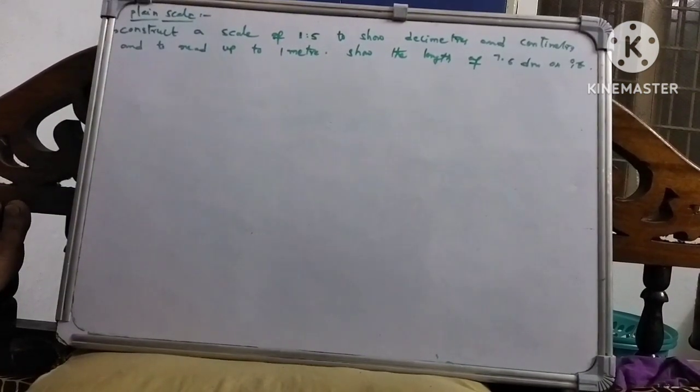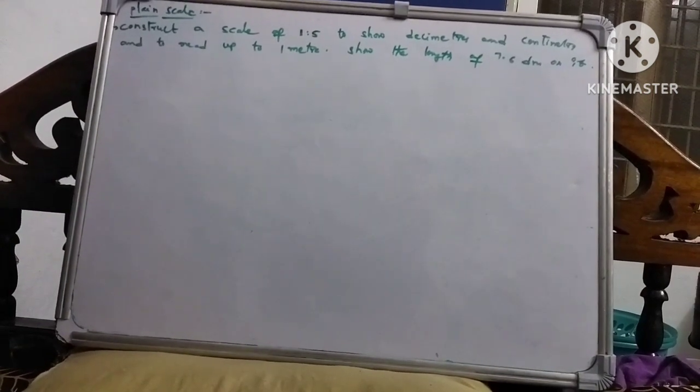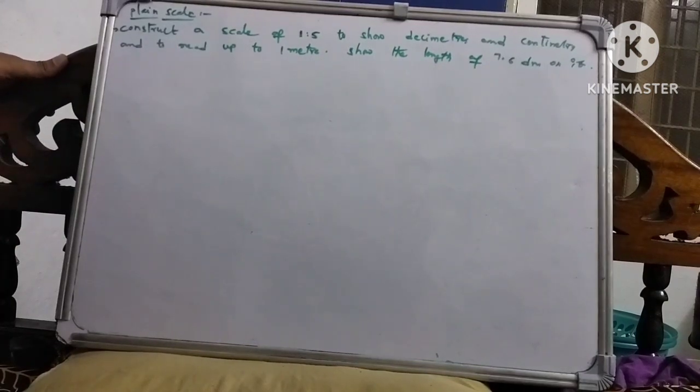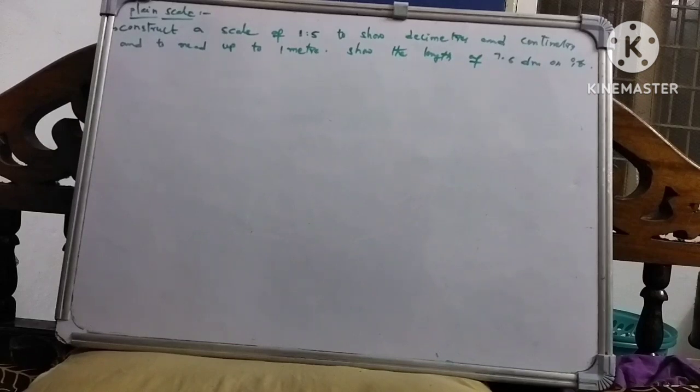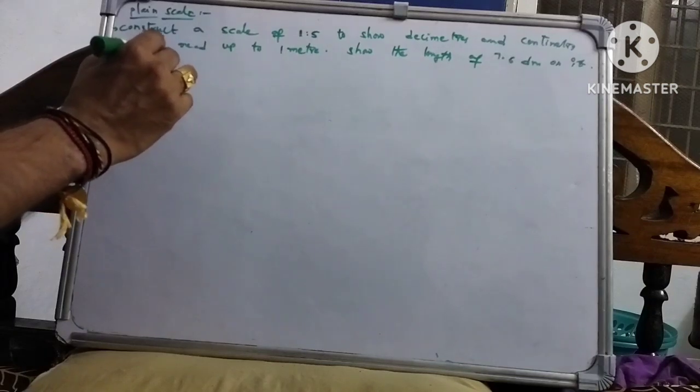Hello students. We said we would see a problem on the plain scale. Now we will see this problem. Construct a scale of 1:5 to show decimeters and centimeters and read up to 1 meter. Also show the length of 7.6 decimeter on the scale. First of all, based on the given problem, write down the given data.